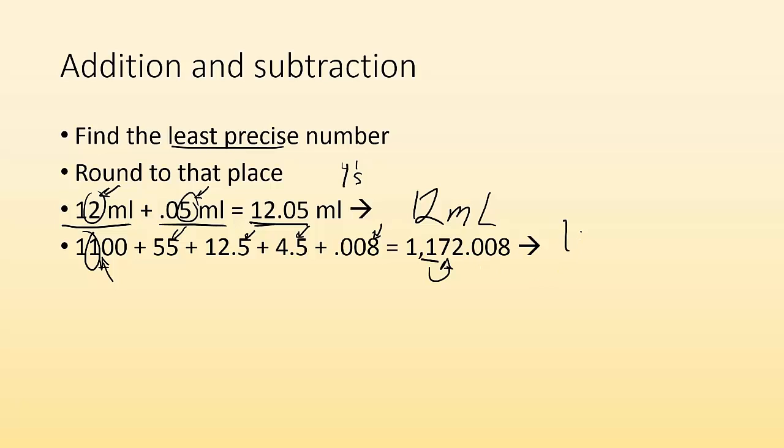It's greater than 5. So I'm going to round up to 2. So I get 1,200. Don't stop here. Don't go, all right, well, it rounds to 12 and all these disappear. You need to put placeholder zeros, right? Don't round 1,172 to 12. That's silly, all right? It's 1,200.